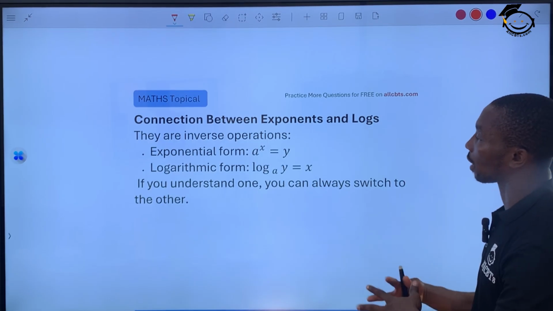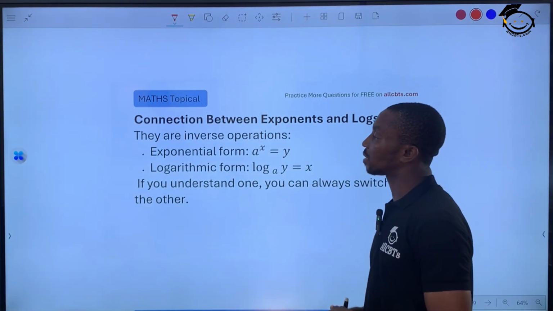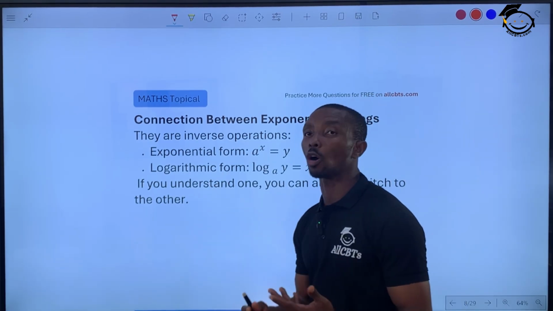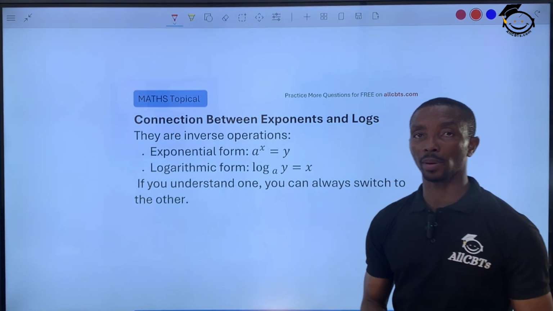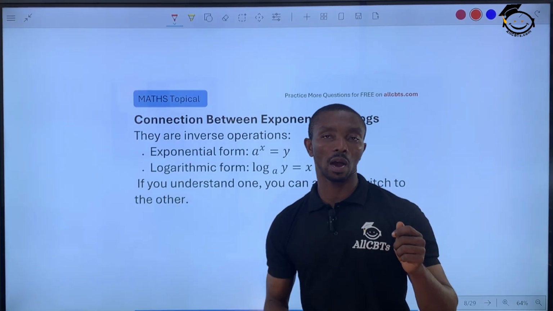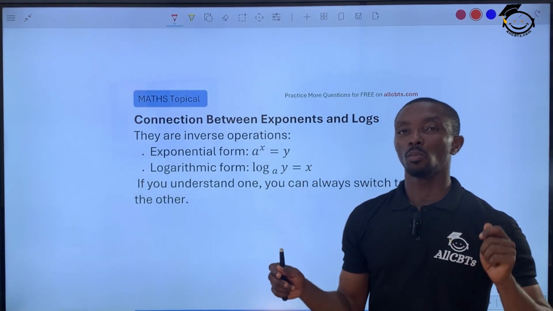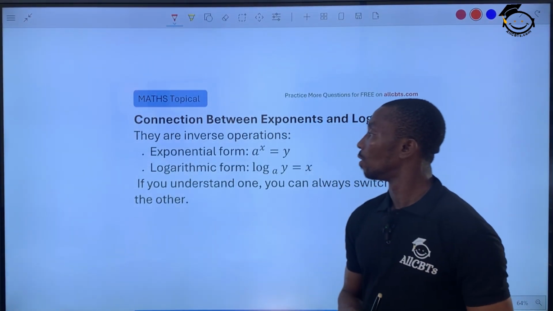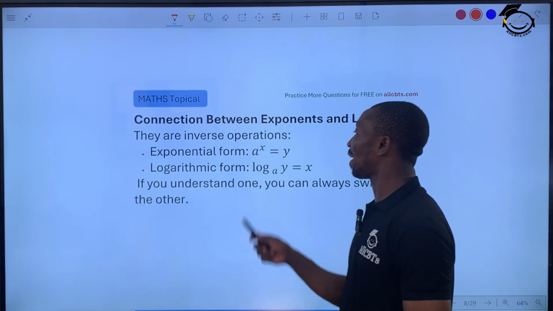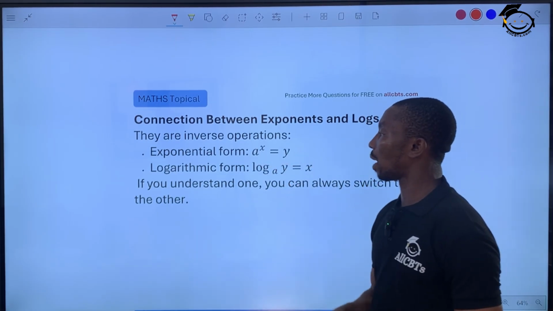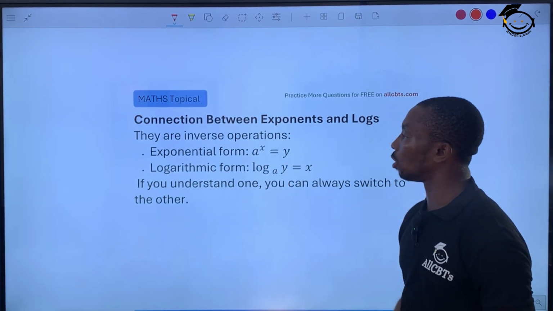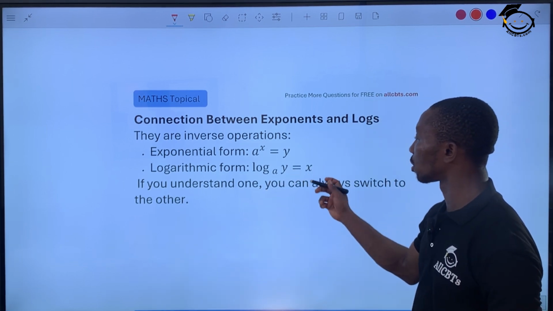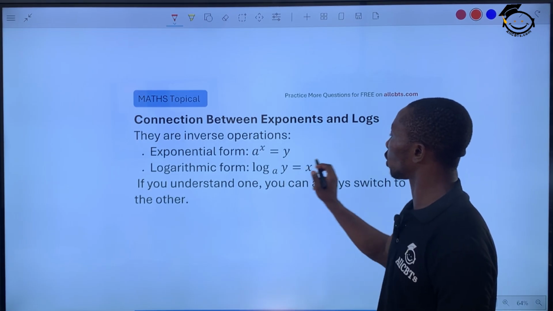Okay, now let's look at the connections between our exponents and logs. They are inverse operations. Like we said from the very beginning, exponents and logs are like moving forward and coming back. Now, the exponent form is a raised to power x equals y, while our logarithm form is log base a of y equals x. Now you can see that there's a connection between them.